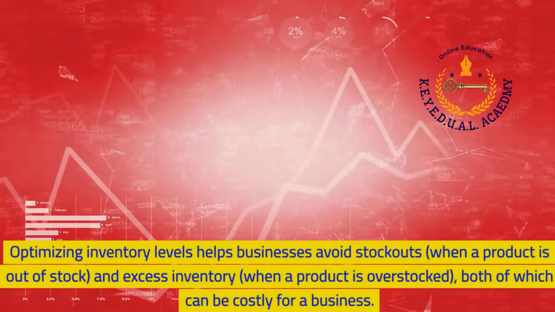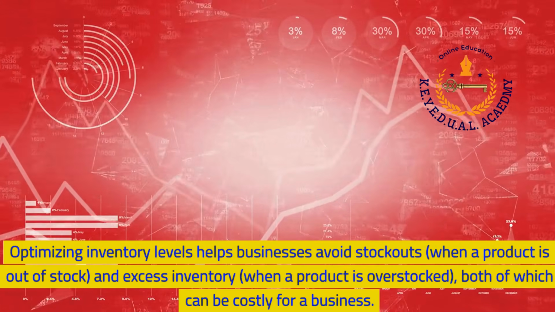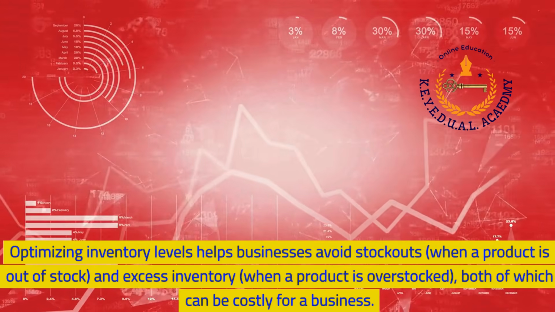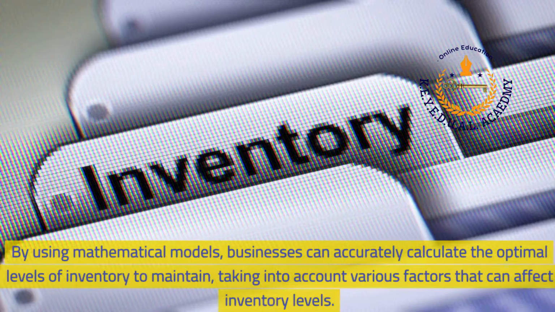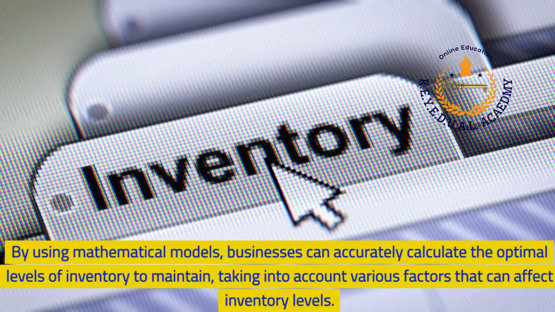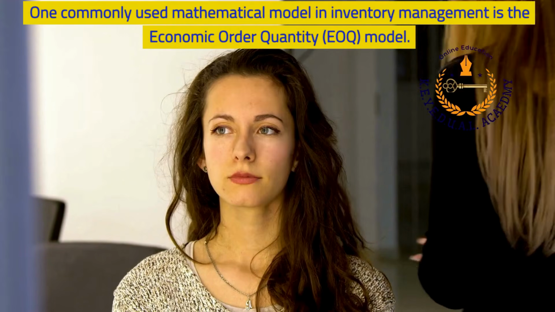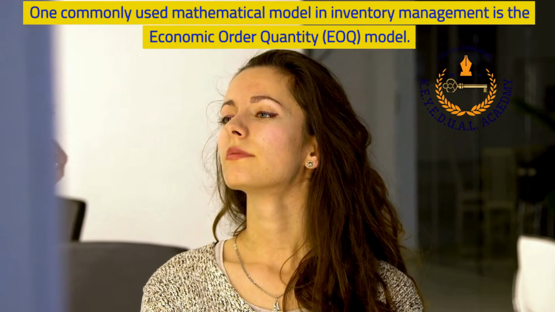Optimizing inventory levels helps businesses avoid stockouts, when a product is out of stock, and excess inventory, when a product is overstocked, both of which can be costly for a business. By using mathematical models, businesses can accurately calculate the optimal levels of inventory to maintain, taking into account various factors that can affect inventory levels. One commonly used mathematical model in inventory management is the economic order quantity (EOQ) model.